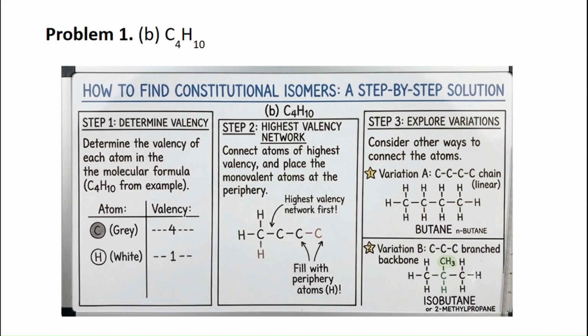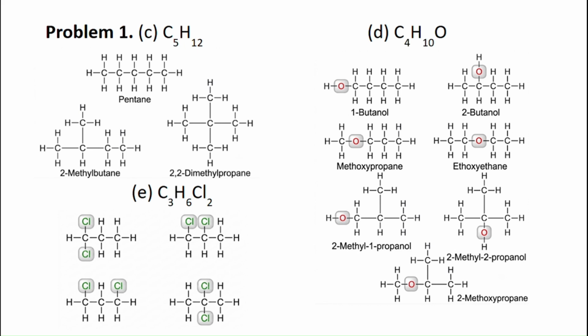Similarly, problem 1C, draw all constitutional isomers for the formula C5H12. Start with the longest continuous chain. Draw all 5 carbons in a straight line. Then attach 12 hydrogen atoms around them. Form isomer 1, pentane. Every carbon gets 4 bonds total.